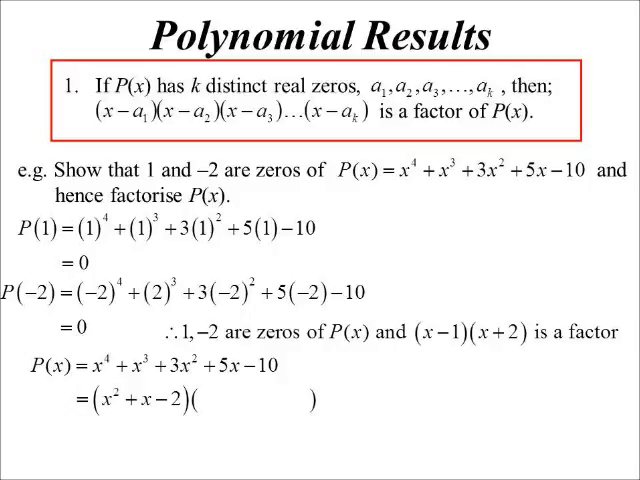Because that's going to make life easier, because now I can use that idea of, well, leading term times leading term must give me the leading term. So the x squared must have been multiplied by x squared to get x to the power of 4. The constant times the constant must give me the constant. So negative 2 times something gives me negative 10. So that must be plus 5. All right, we now need to work out the x's.